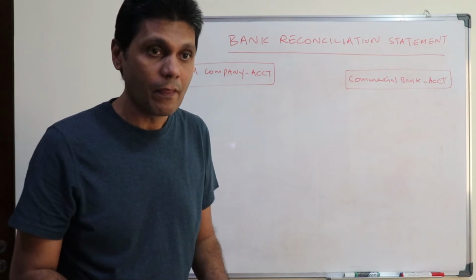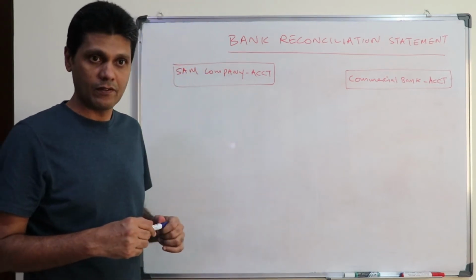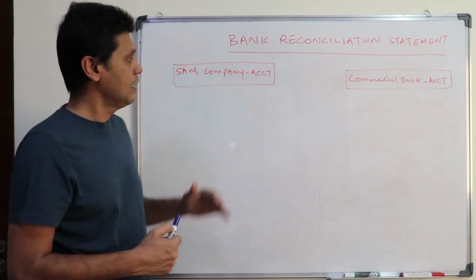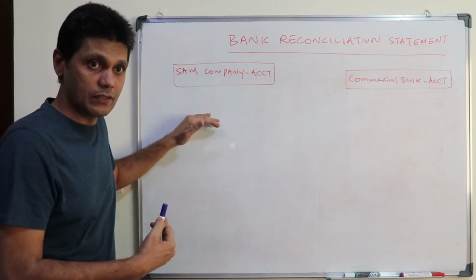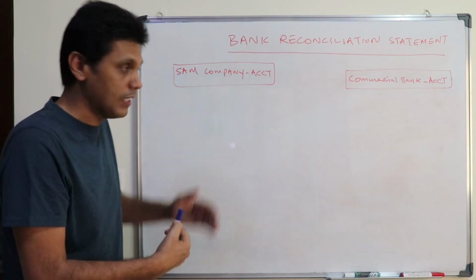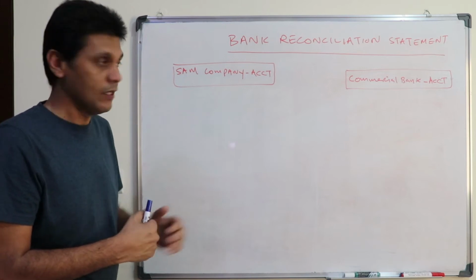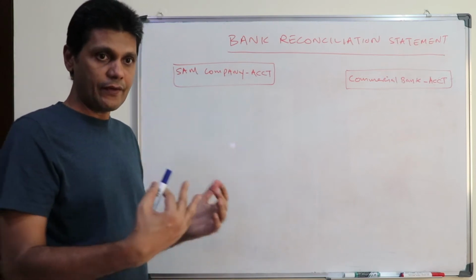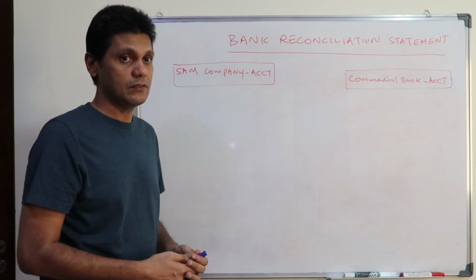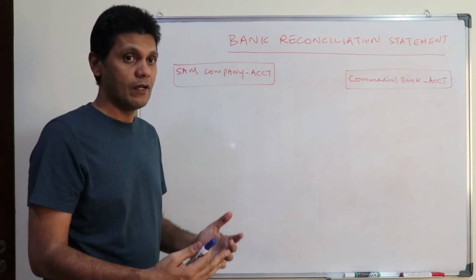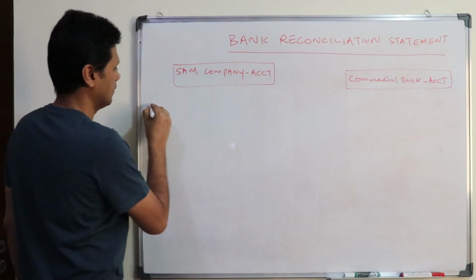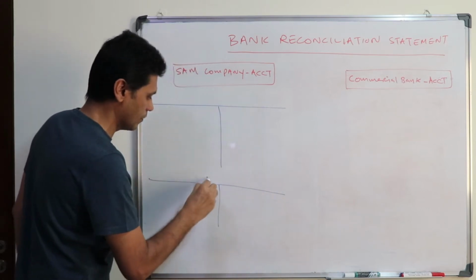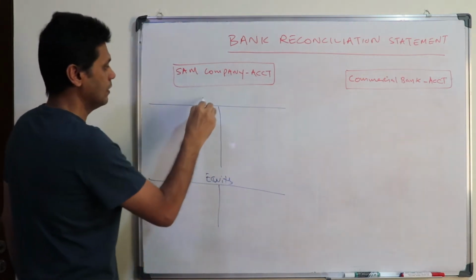The owners of Sam company invested 5,000 US dollars. The moment the owners invest money in the company, what does the accountant have to do? He has to record the transaction. So how will he record it? He has to open two accounts: a cash book, and the other account should be the equity account.